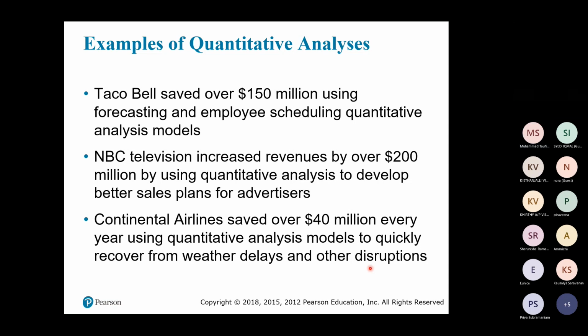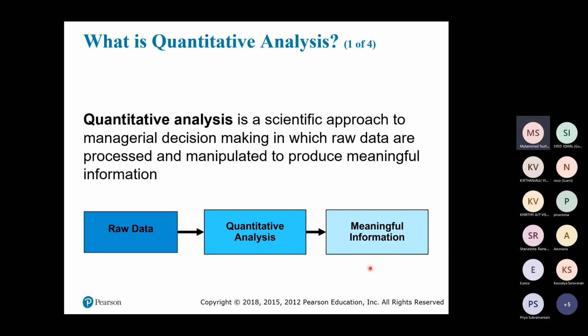With this kind of method, they are able to save over $40 million every year. They can save costs on those delays. They already know when the delay will happen, and then they can come up with an alternative before it happens. So that is the usefulness of quantitative analysis.